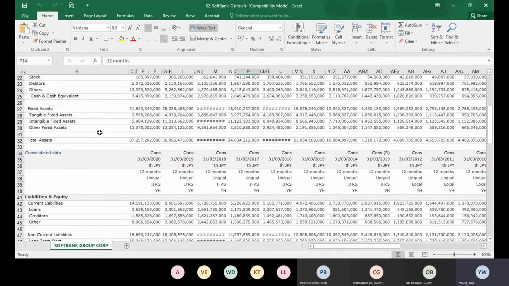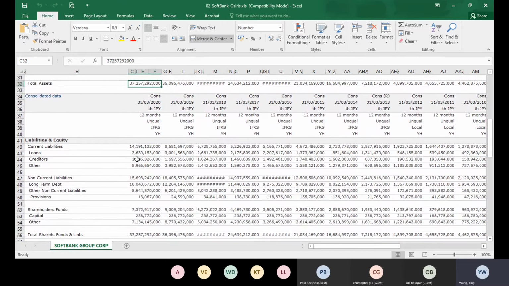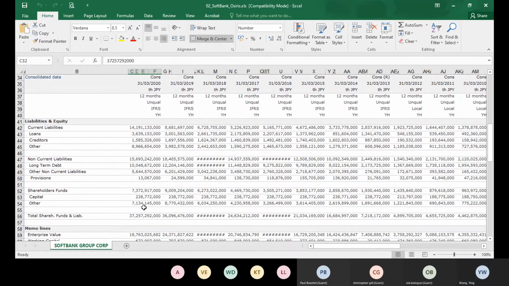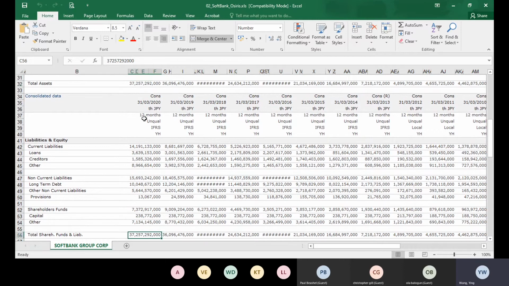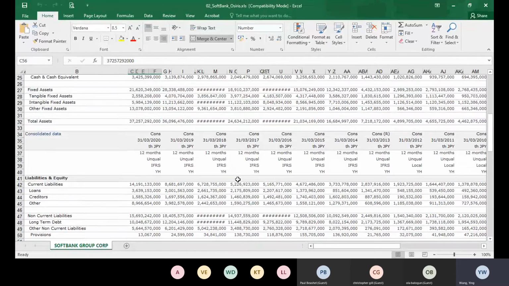Therefore, the statement here is that the total asset will be equal to your total liability plus your shareholder fund. So here you see these two numbers, they will be balanced. If not balanced, then an adjustment needs to be taken into account. So this is the balance sheet.